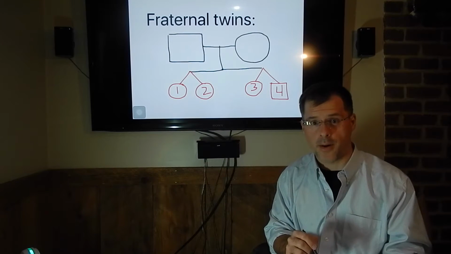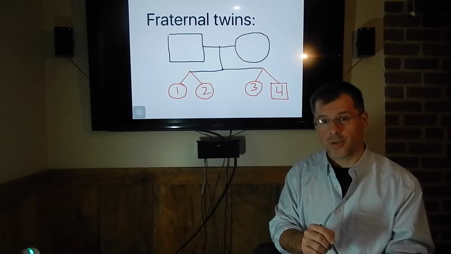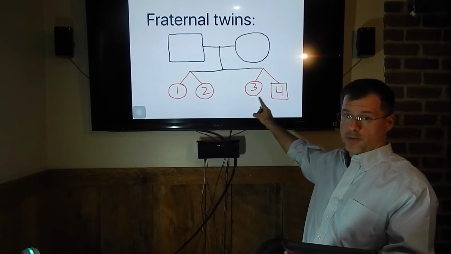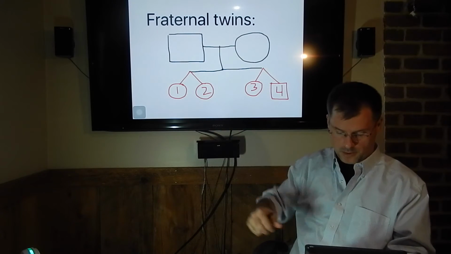Now that's actually what I am. I'm a fraternal twin. So I have a twin sister, and she's 7 minutes older than me. So here, this is the correct order. My sister is older than me. I don't have older twin sisters though.